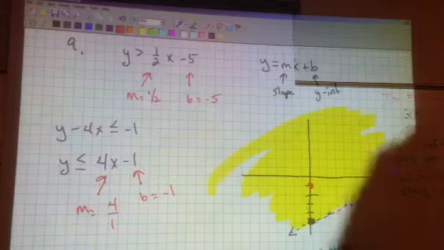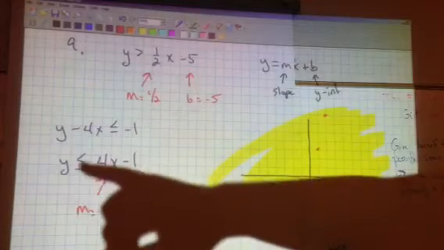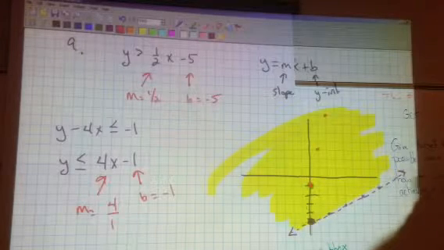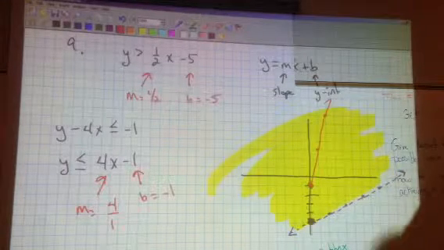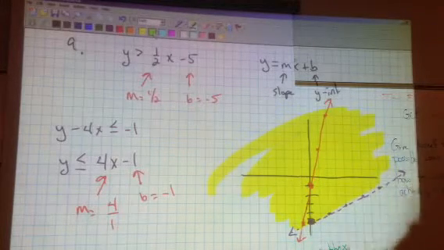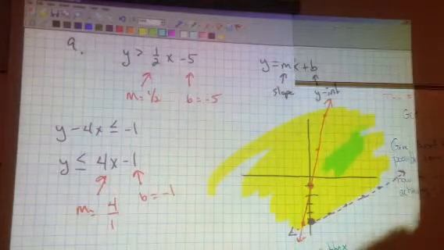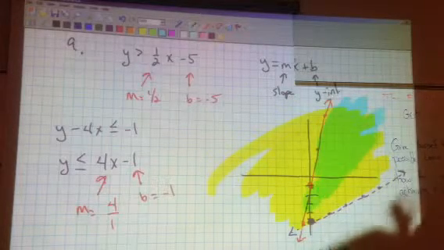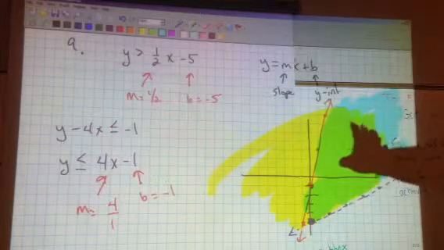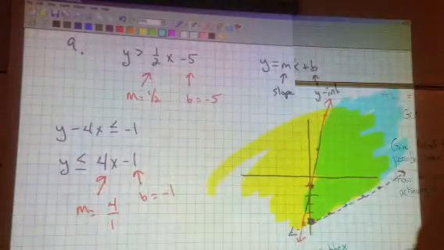Then I'm going to go up 4 over 1. I'm going to apply the slope. So up 4 over 1, up 4 over 1. I'm going to put a solid line in because it can equal it, and I'm going to shade below because it's less than. So solid line. I'm going to go back down here. Shade everything below. So all this green shaded area, anything that's in this region here is a solution to the inequality. You could pick any point in here, plug it back in to either inequality, and it would end up being true.